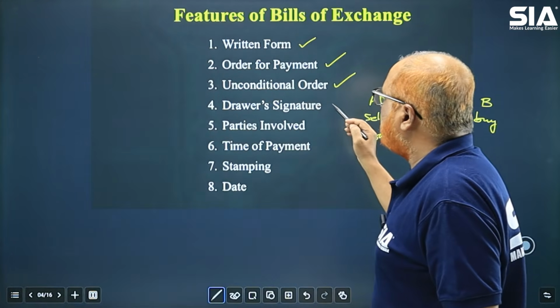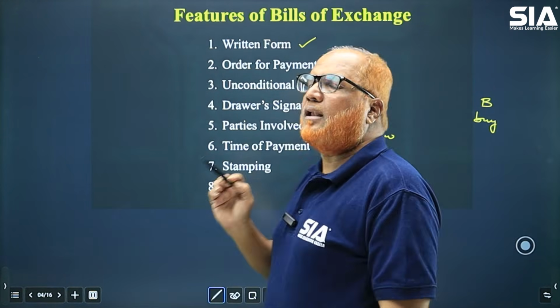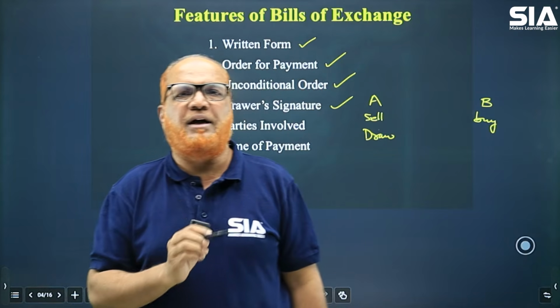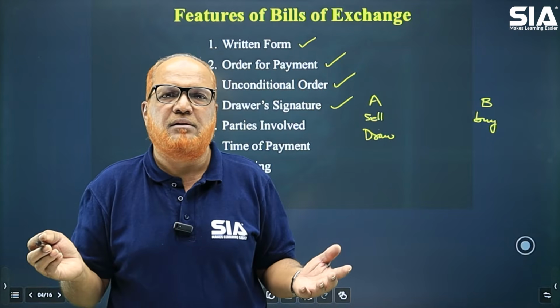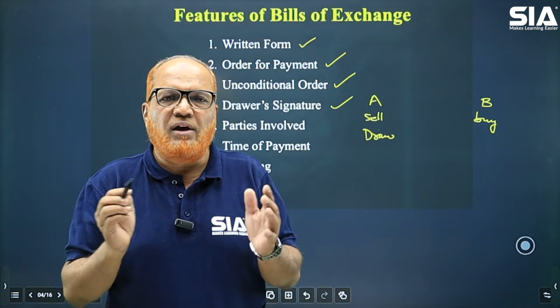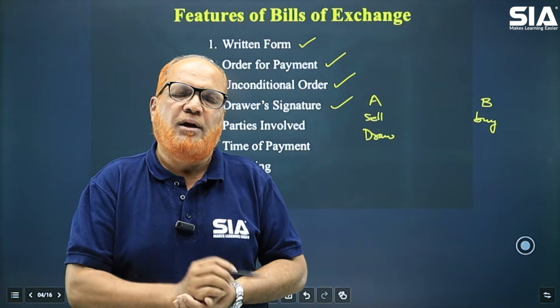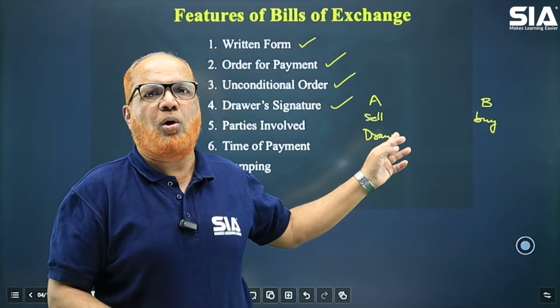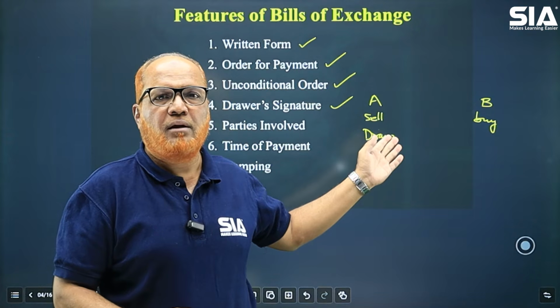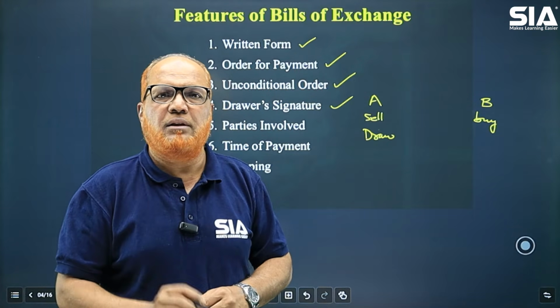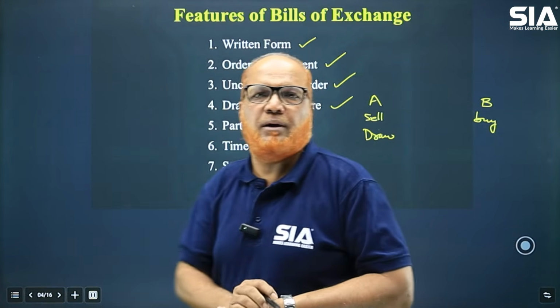Then drawer signature. Until and unless the bill is signed by the drawer, the bill is invalid. So every bill of exchange must be signed by the drawer. Drawer is the person who draws the bill. A is the drawer and B is the drawee, the person who accepts the bill.